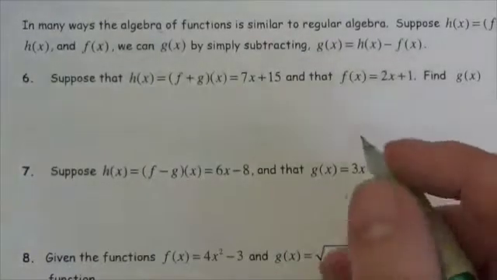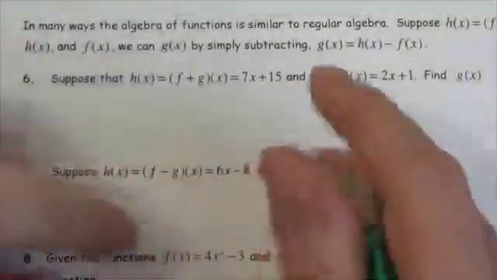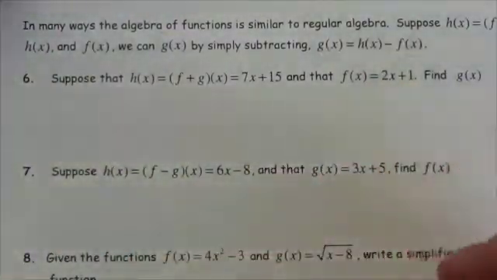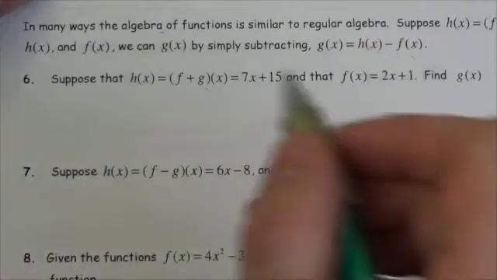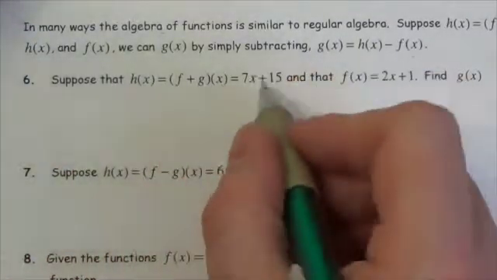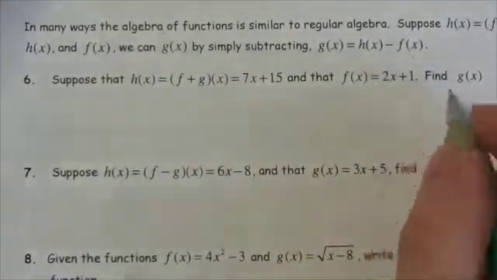Suppose that h of x is equal to f plus g of x, which is equal to 7x plus 15, and that f of x is equal to 2x plus 1. Find g of x. I really like this question because it illustrates how the math that we apply to functions is very similar in many ways to regular arithmetic or algebra work. For example, if we know that h of x is equal to f plus g, and the result is 7x plus 15, and we know what f is, how do we get g?